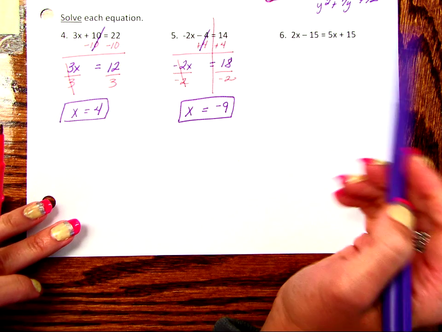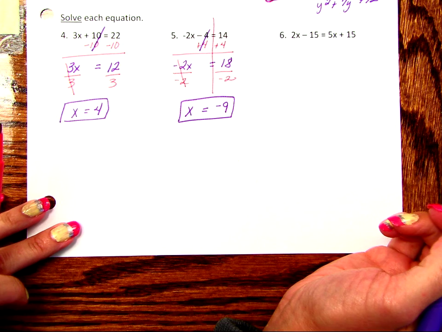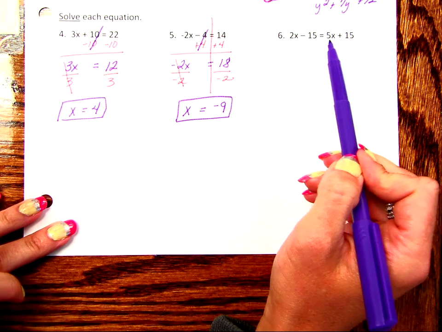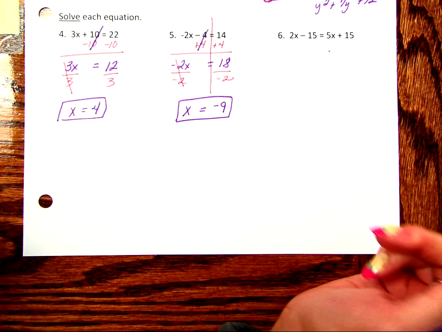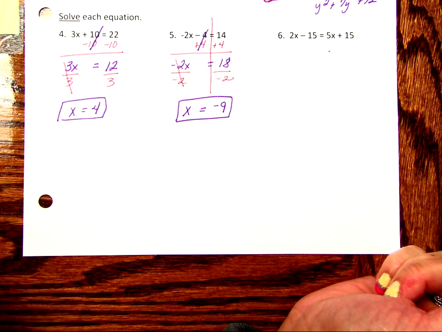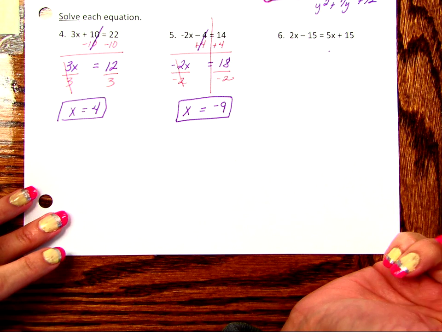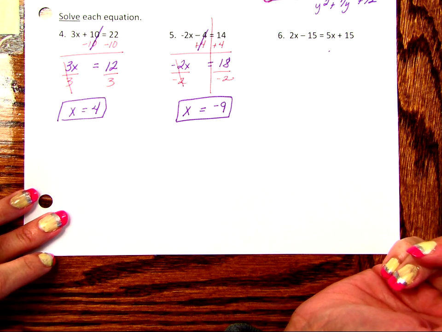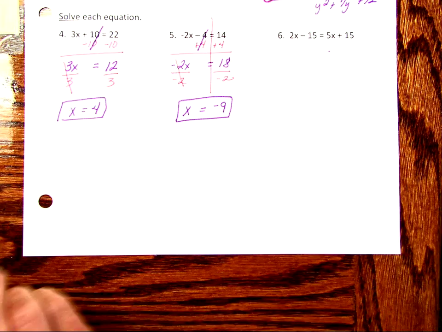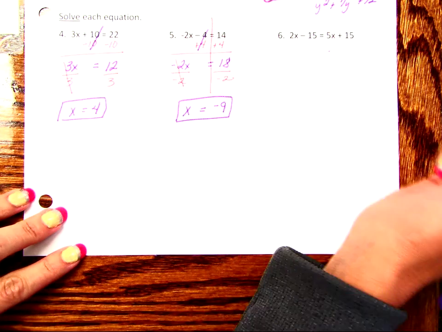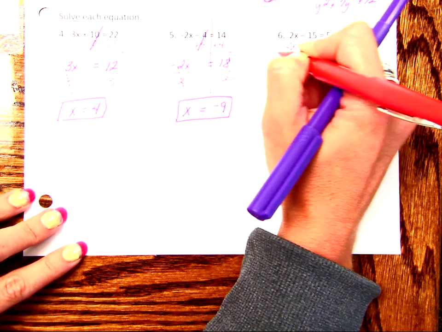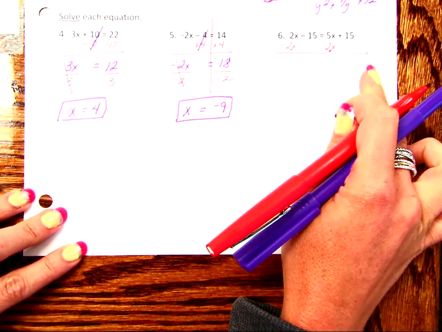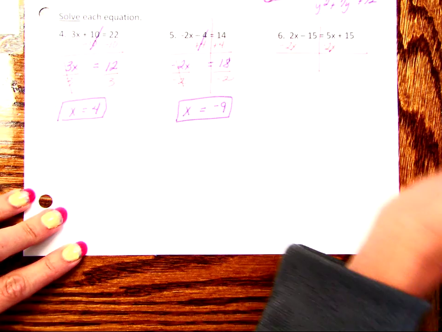The very last one we're going to look at is number 6. You'll see number 6 looks just a little bit different because I have an x term on both sides of my equation. And so what we're going to want to do is get our x's on one side and our numbers on the other. A lot of times what I do is I start by moving my smallest x term. So if this is a positive 2x, and I want to get it to the other side, I'm going to go ahead and subtract 2x. I'm going to subtract 2x from both sides of my equation, again here being kind of my divider.